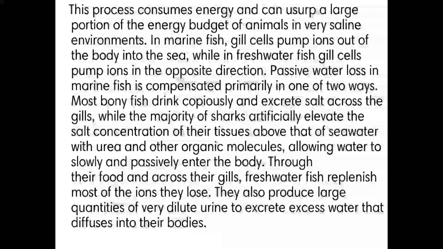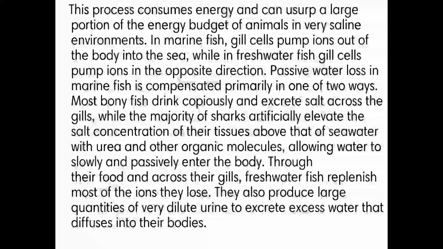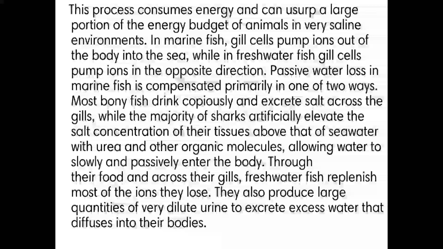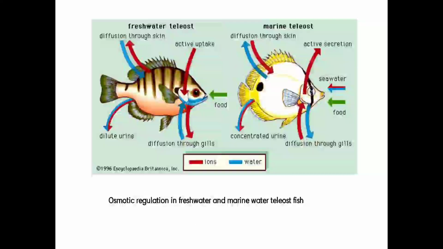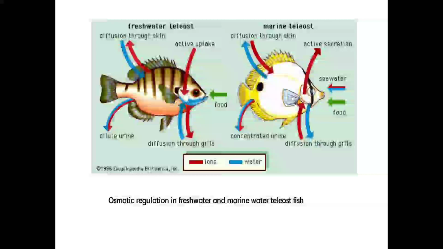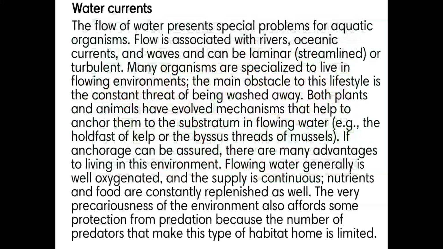Freshwater fish replenish most of the ions they lose. They also produce large quantities of very dilute urine to excrete the excess water that diffuses into their bodies. This is the diagram of osmotic regulation in freshwater and marine teleost fish.